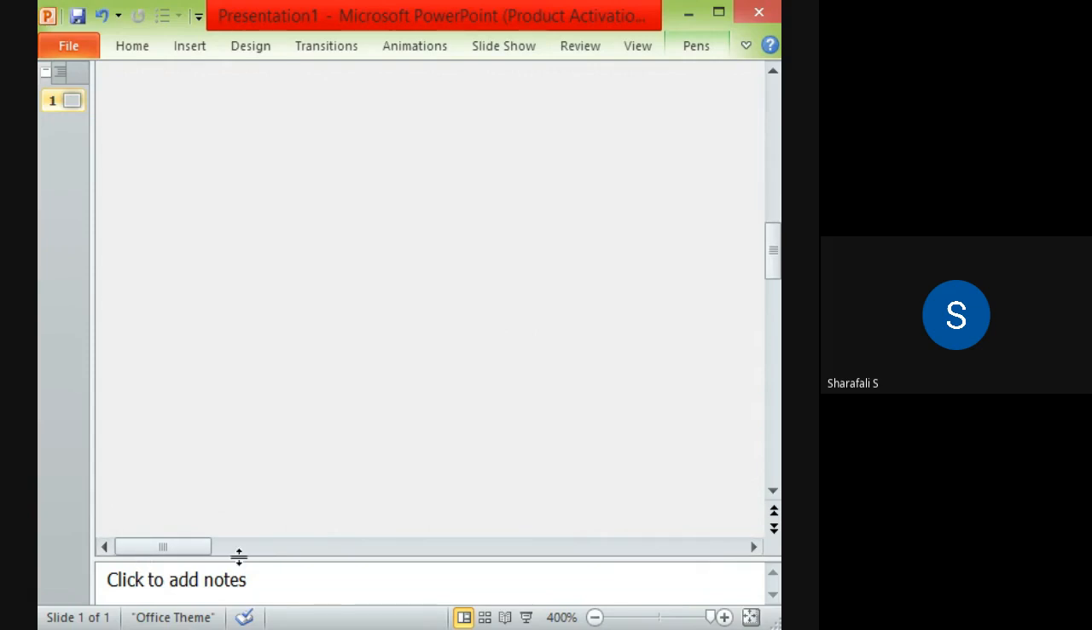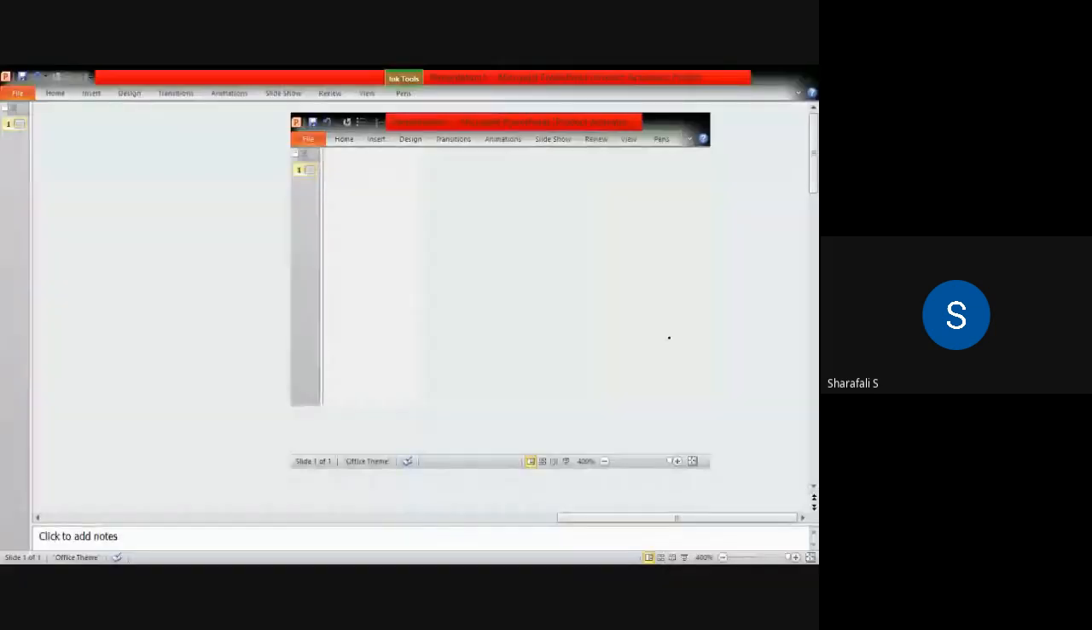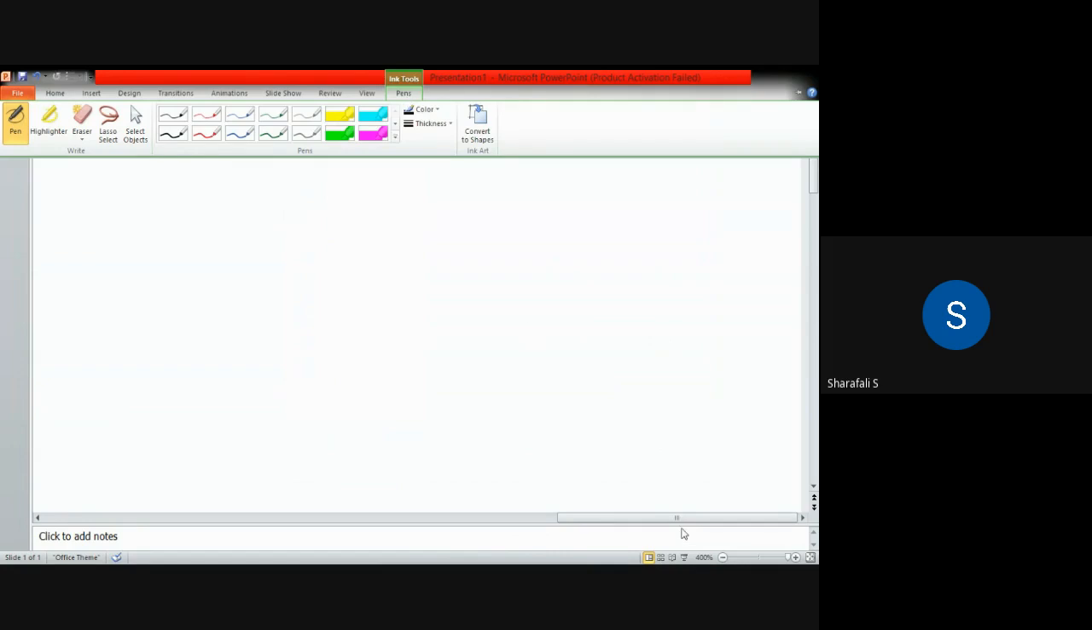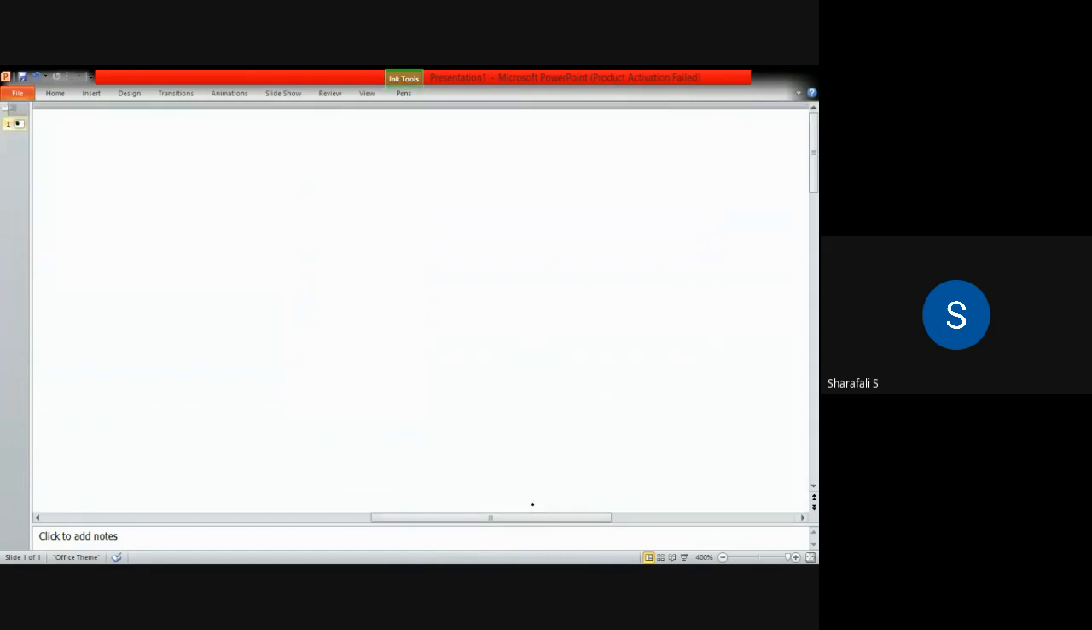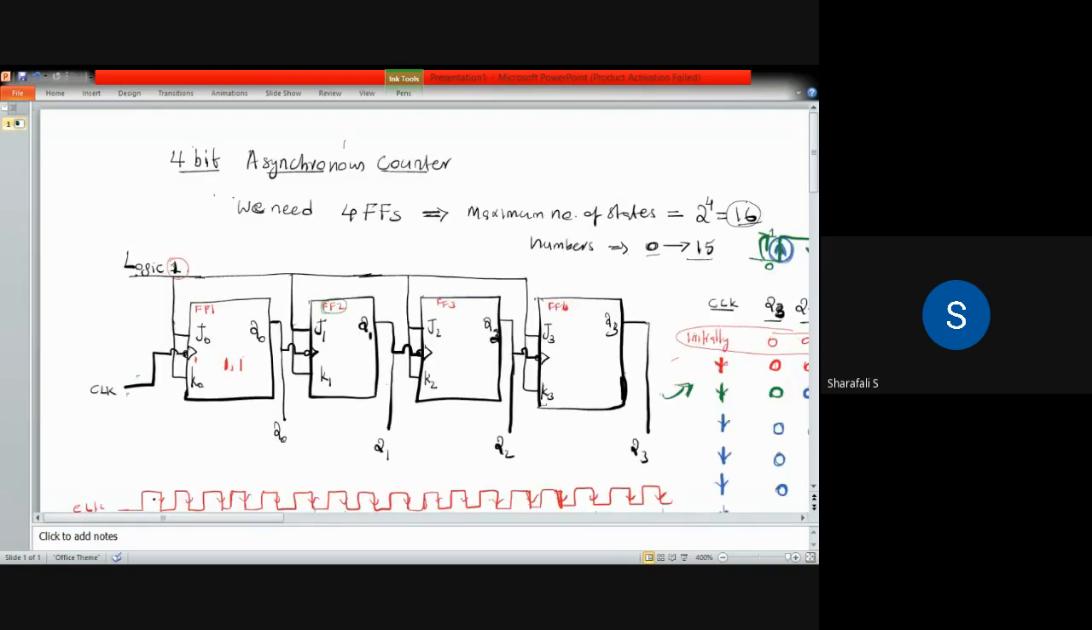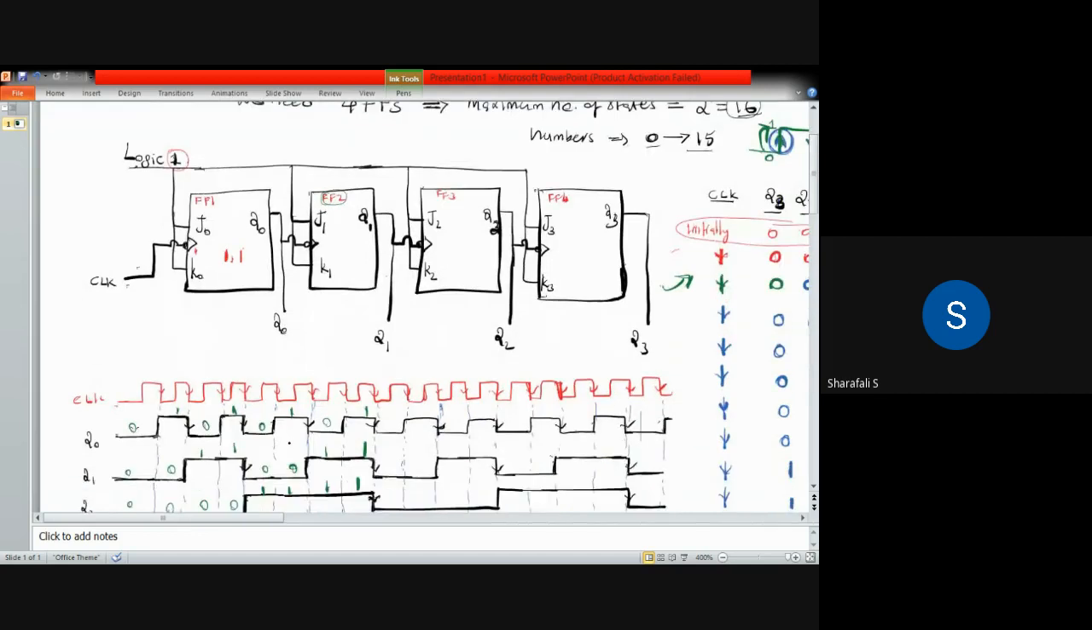Okay, let's continue. I will write it again. If you consider that 4 variable case, means 4... what has happened to this one? Okay, now it is done.